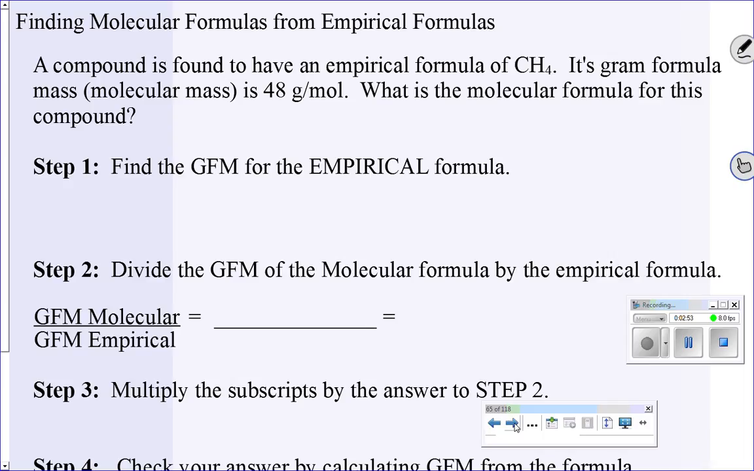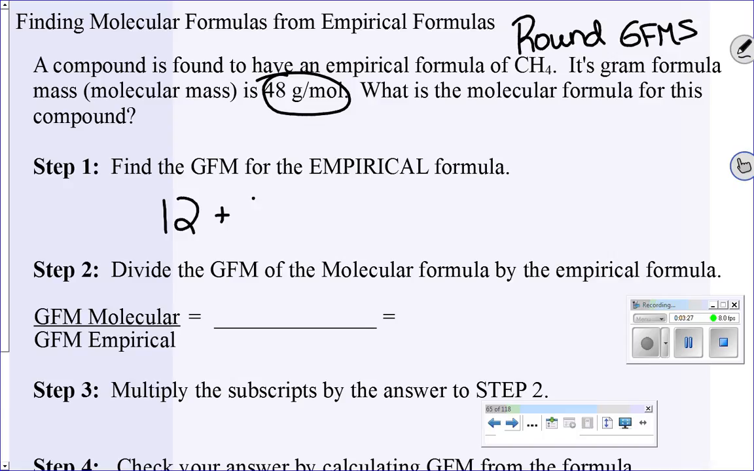So a problem for us to try: we have a compound with the empirical formula CH4. Its gram formula mass, or actual molecular mass, is 48 grams per mole. What is the molecular formula for this compound? The first thing we're going to do is find the GFM for CH4. And I have some great news for you: we're actually going to round our GFMs. We really don't need to be specific in terms of decimals in this particular part of this unit. So for CH4, we're going to do 12 for carbon, plus 4 times 1 for our 4 hydrogens, which is going to give us 16 grams per mole.